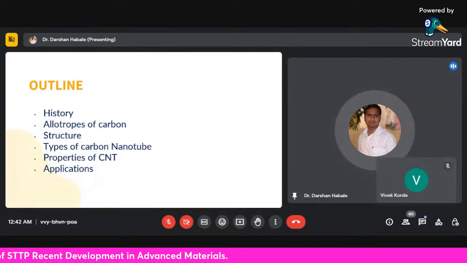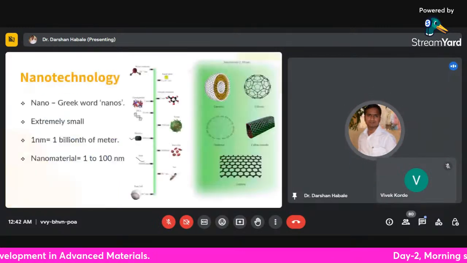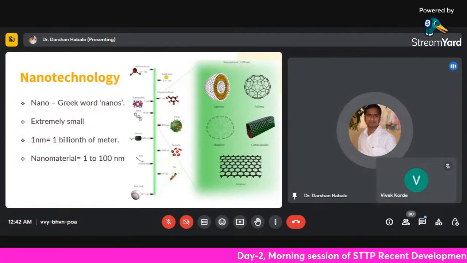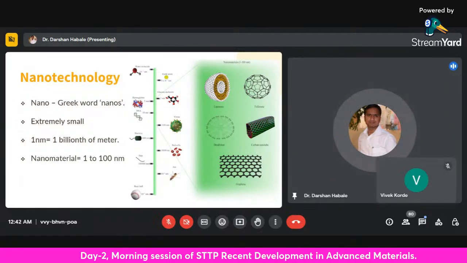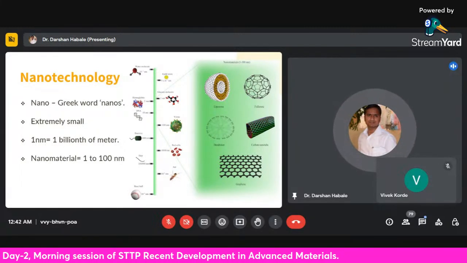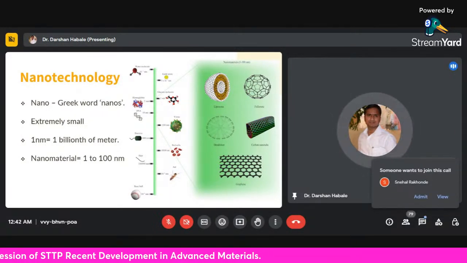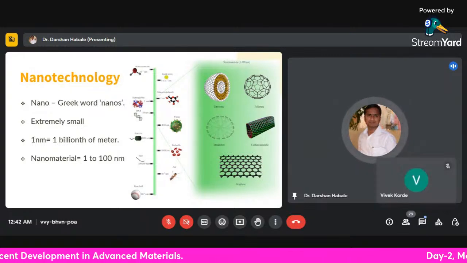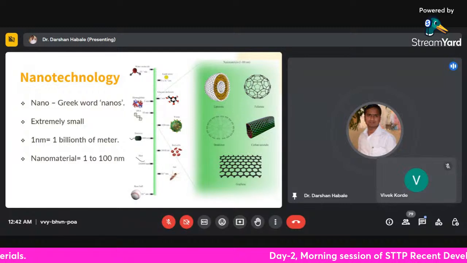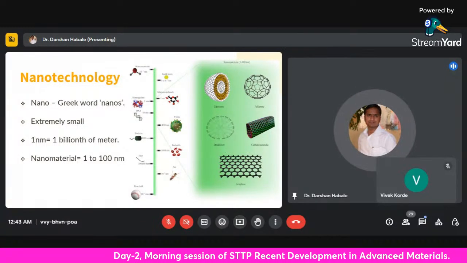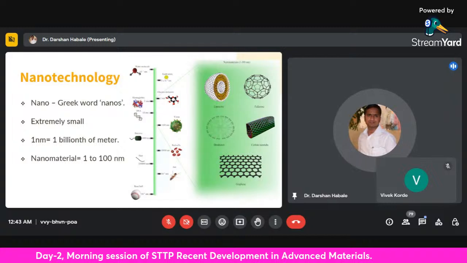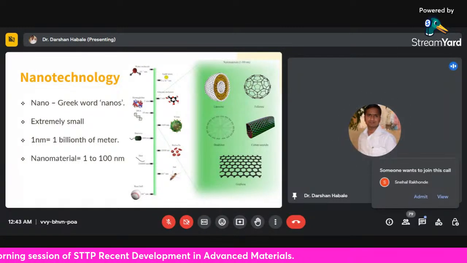This is my outline of the talk. So we'll start with nanotechnology. As you know, this word nano is taken from the Greek word nanos, meaning extremely small. 1 centimeter is 10 to the power minus 2 of a meter, 1 micrometer is 10 to the power minus 6 of a meter, whereas a nanometer is 1 billionth of a meter, that is of the order of 10 to the power minus 9 meter.